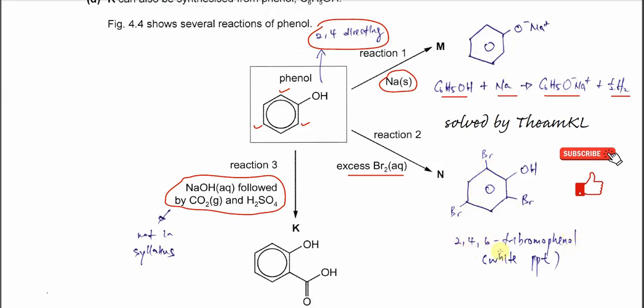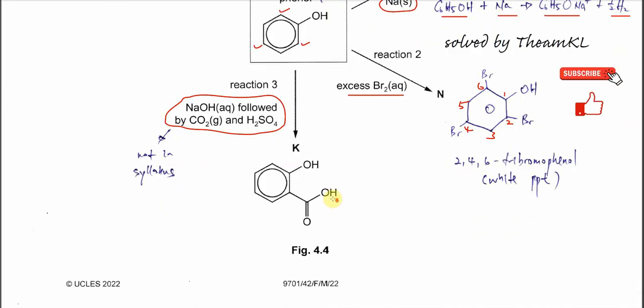This name you should know: 2, 4, 6, because this is the first carbon, 2, 3, 4, 5, 6. So it's 2, 4, 6-tribromophenol. This is a phenol. So this is the name of the compound that forms.